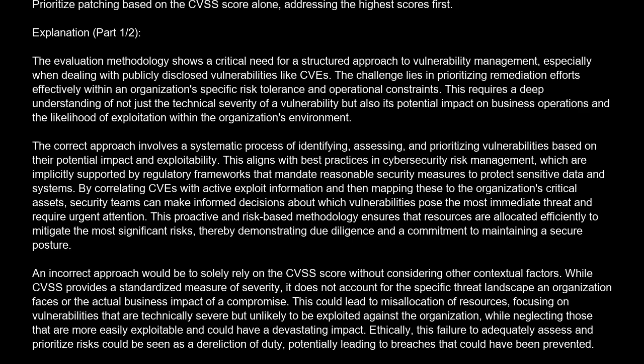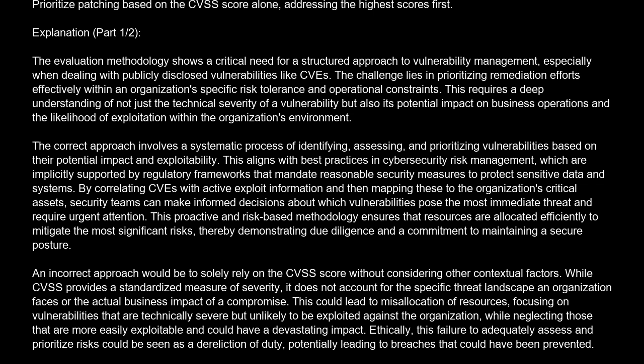The correct approach involves a systematic process of identifying, assessing, and prioritizing vulnerabilities based on their potential impact and exploitability. This aligns with best practices in cybersecurity risk management, which are implicitly supported by regulatory frameworks that mandate reasonable security measures to protect sensitive data and systems.